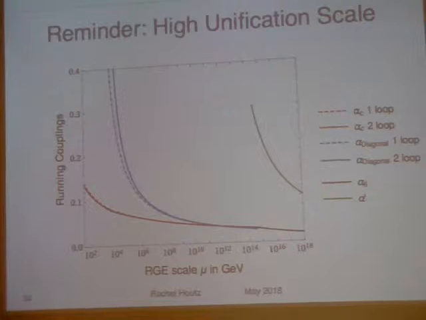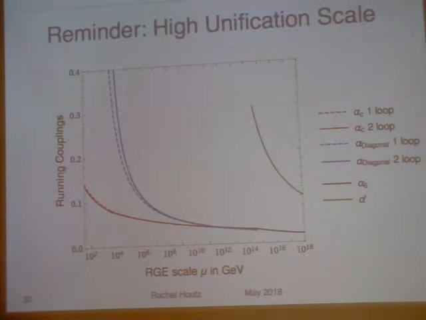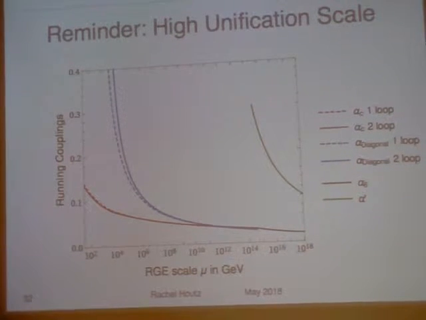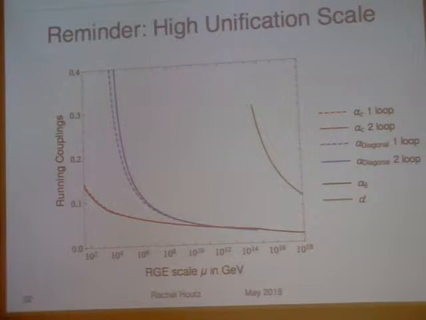No, we're not going to hit the pole. We'll stop it before it hits the pole. But then the point is it depends on where you stop, so it's completely dependent on the UV completion, and it could be anything.